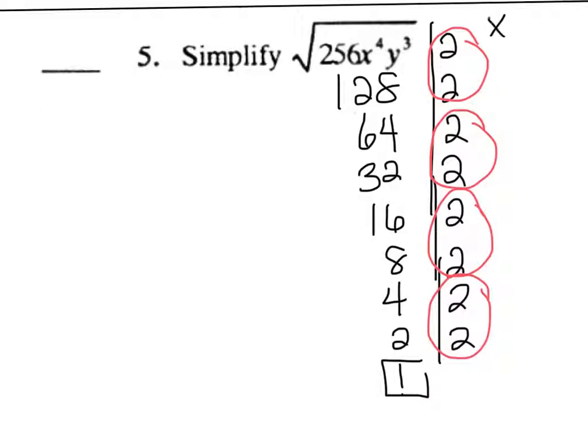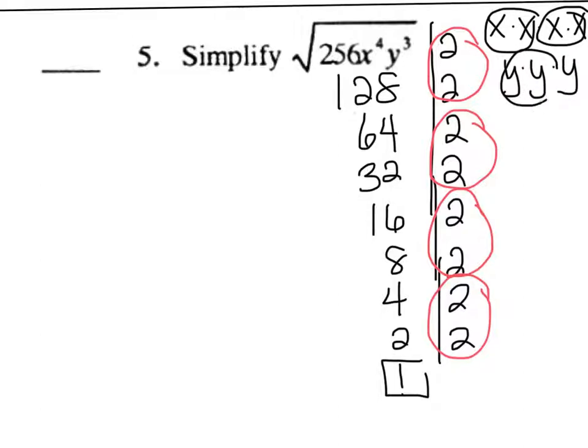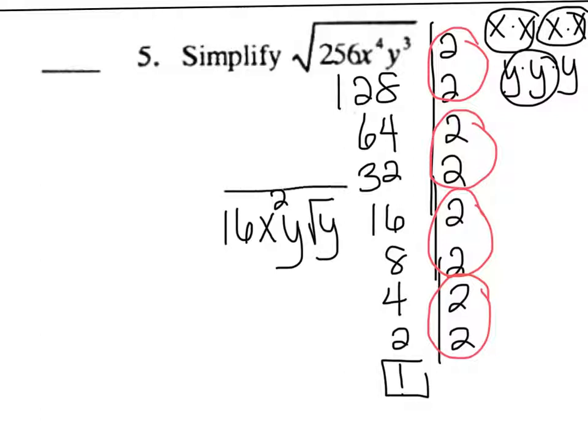X to the 4th means 4 x's, and there's 2 pairs. Y cubed, that only gives me 1 pair. So now remember when you're multiplying the 2's to be careful. We have 2 times 2, which is 4, times 2, which is 8, times 2, which is 16. I have 2 pairs of x's, so x squared, and 1 pair of y's. All the 2's are circled, all the x's are circled, and we have 1 little y who hasn't been circled. And there's our final answer.